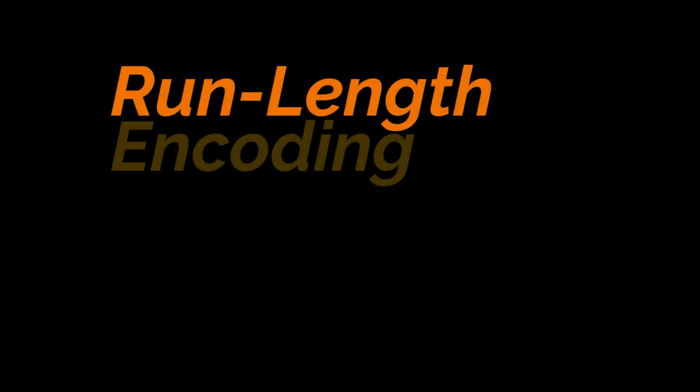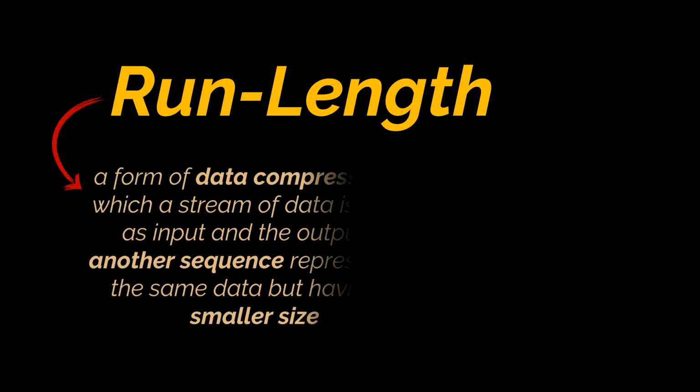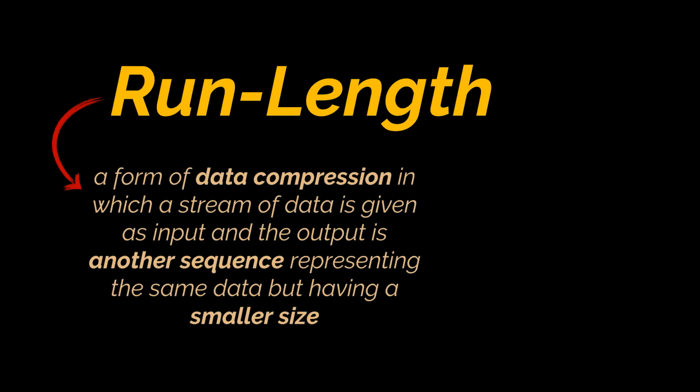In this video, we'll go over how the Run-Length Encoding, or RLE algorithm, works, what it's used for, and how to implement its corresponding encode and decode methods using Java. So, RLE is a very simple form of data compression in which a stream of data is given as input and the output is another sequence representing the same data but having a smaller size.